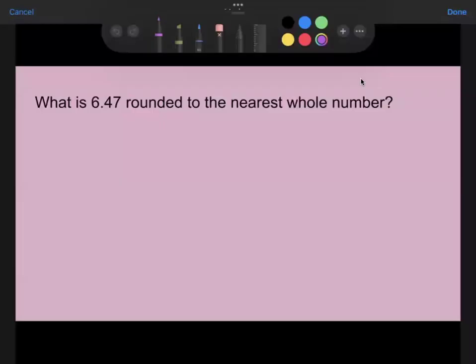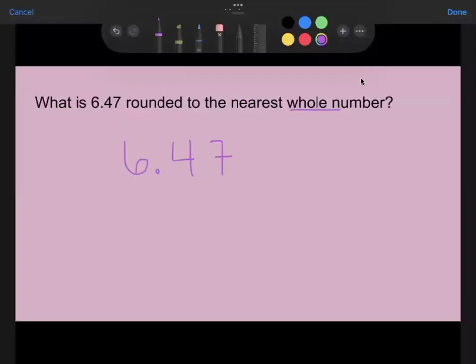Okay, here is our first one. If you have ever rounded whole numbers or multi-digit whole numbers, then this process is going to seem very familiar to you because it's very similar to rounding decimals. I'm going to start by rewriting the number that we have, 6.47, just to give myself a little bit more space. We are rounding to the nearest whole number.